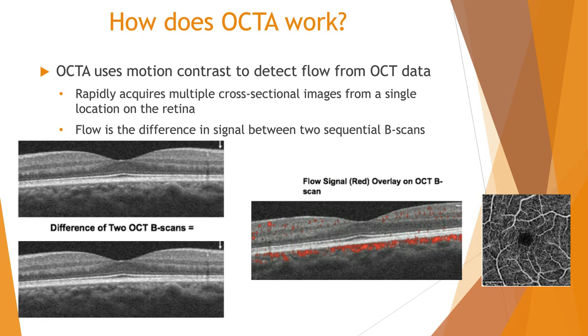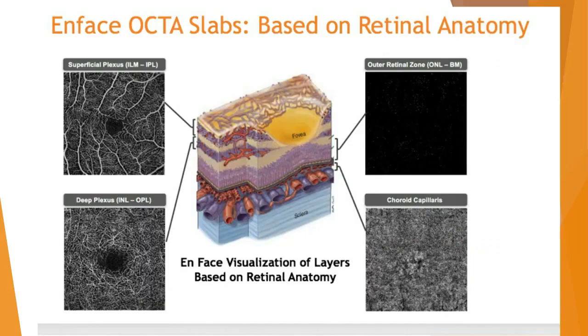From this B scan with flow overlay, the angiography is created. En face cuts are taken on that B scan in a coronal fashion, or an en face fashion, creating angiograms that correlate with the level on the B scan, or the level of retinal anatomy that you're cutting through. So this is a depiction of the retinal anatomy in the center. And what you can see here is that each section of the retinal anatomy is perfused by a certain plexus.